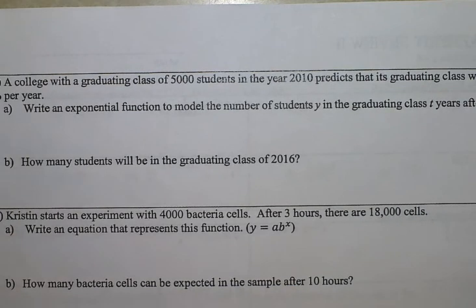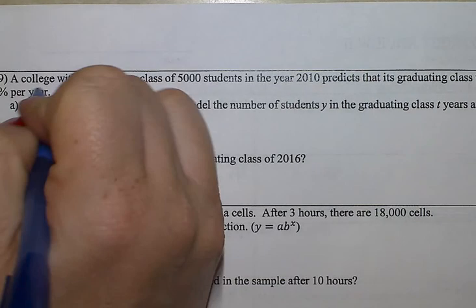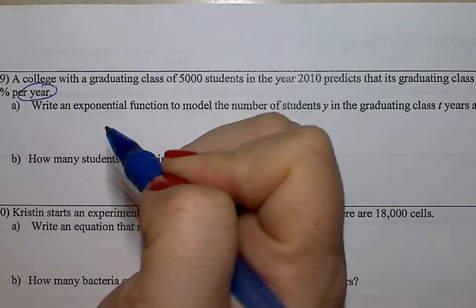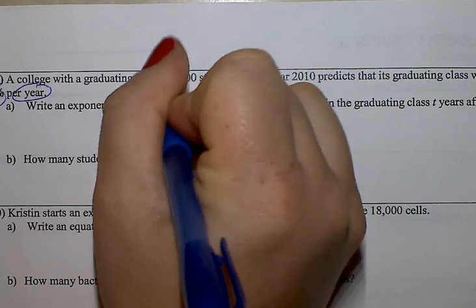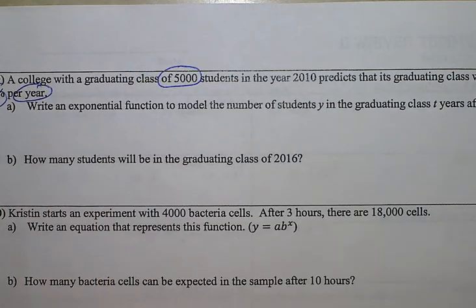Clear your calculators. 19 says a college with a graduating class of 5,000 students in a year in 2010 predicts that its graduating class will grow at 6% per year. This is the frequency. This is how often it's occurring. This is your growth rate. This is your initial value. Look to the left of Mr. Cortez right now. See those boxes? Remember how it was final, initial, rate, frequency? Remember those? Okay. We're going to do this one together.